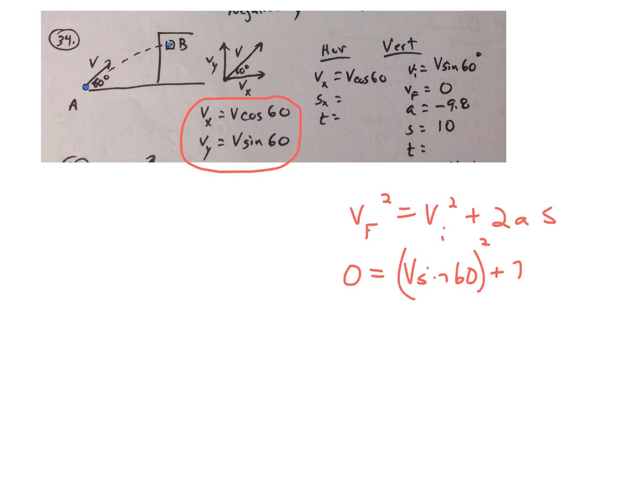Yeah, so we have v sub f is 0 equals (v sine 60) quantity squared plus 2 times negative 9.8 times s, which is 10. So I believe you can solve that.